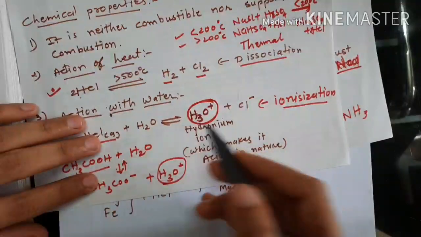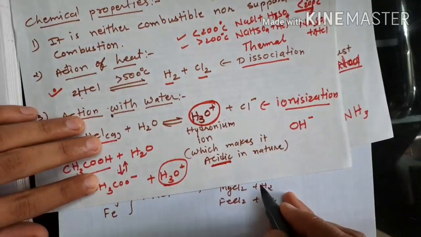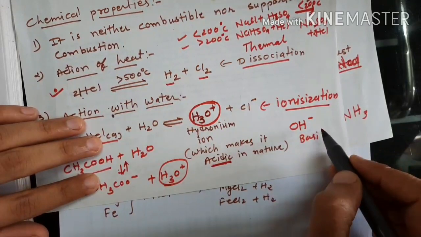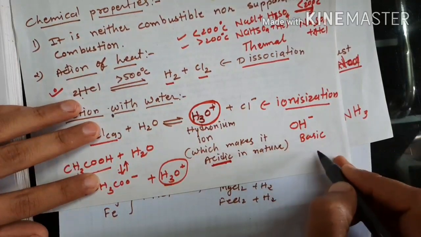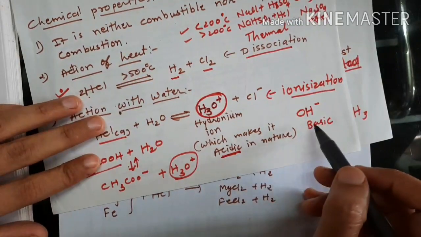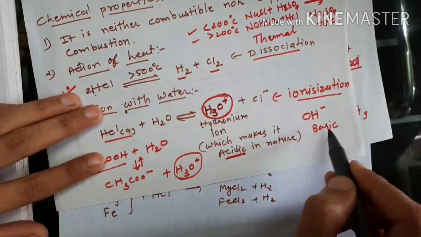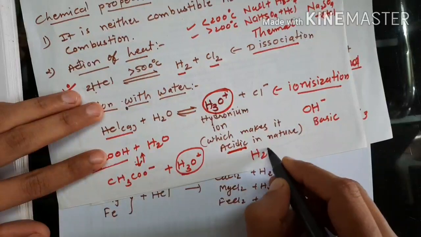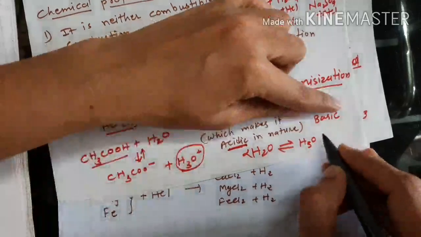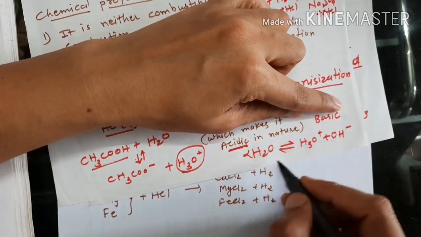If the product OH minus is formed, this is the hydroxide ion, so it is basic in nature. Hydronium ion H3O plus and OH minus: that is why H2O forms H3O plus and OH minus, 2H2O gives H3O plus plus OH minus. So here both acidic and basic ions are formed, that's why it is neutral.